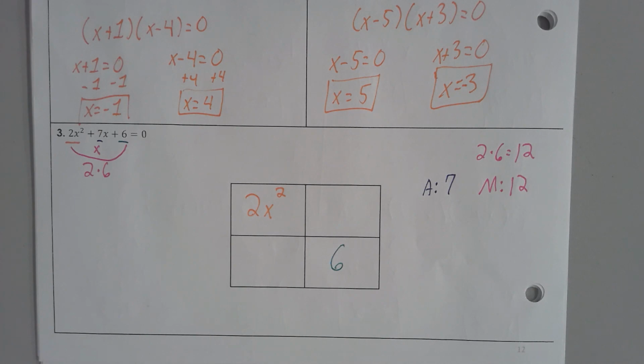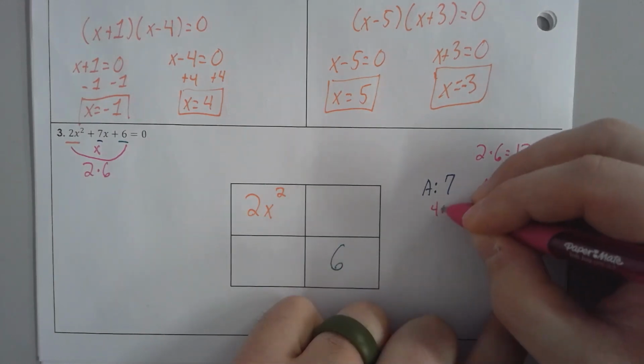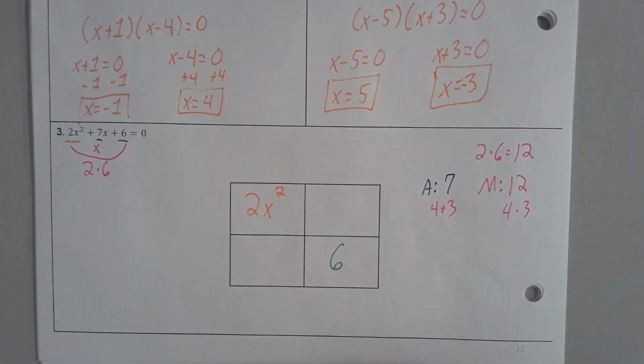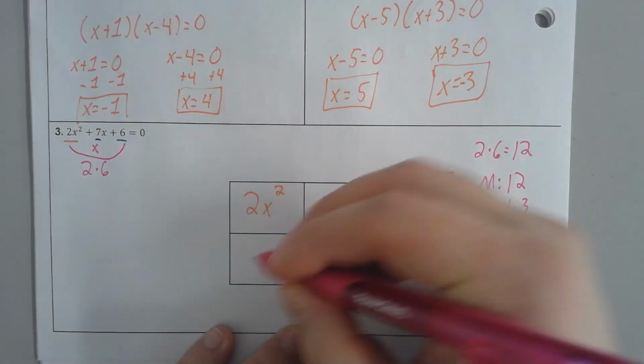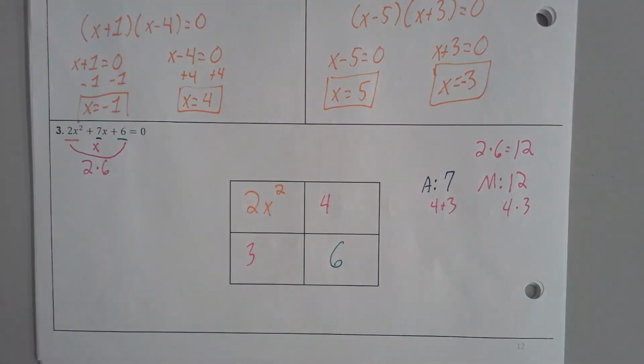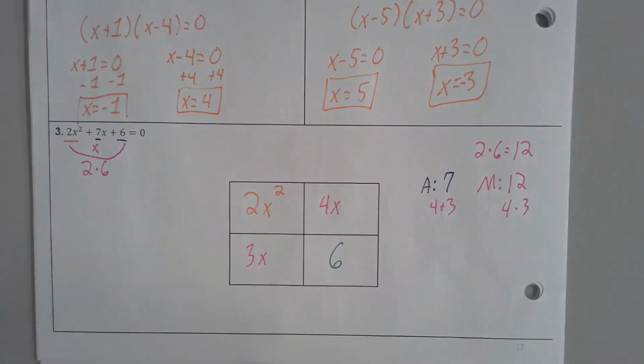So, what's some numbers that multiply to be 12? 4 and 3. 4 and 3 also add to 7. What a surprise. So those two numbers are going to be our factors. And we're going to put them in our remaining two boxes. And when we put those last two in the boxes, we always are going to put an x with them.